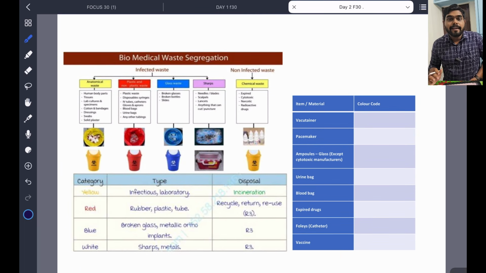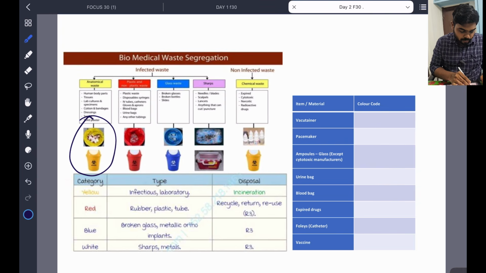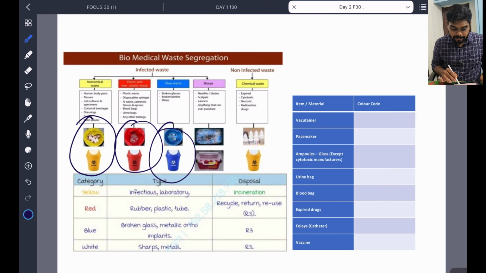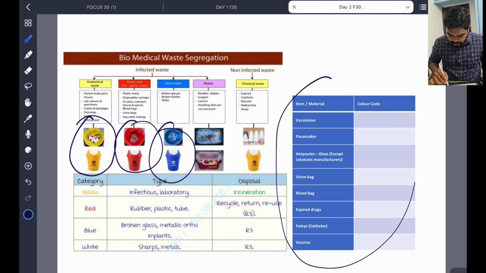So, do you know what biomedical waste management is? Every year or alternate year, there is an expected question from this. We know there is yellow, red, blue, and we have chemical waste and sharps, everything in a separate category. In our hospital it is there everywhere, and we still have confusion. So we are going to solve this today. And we have something called the empty table. This empty table will be a potential question in your exam.